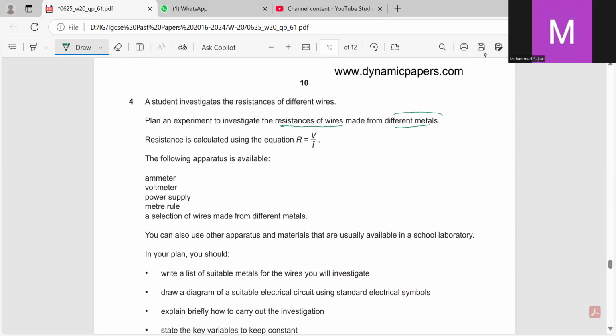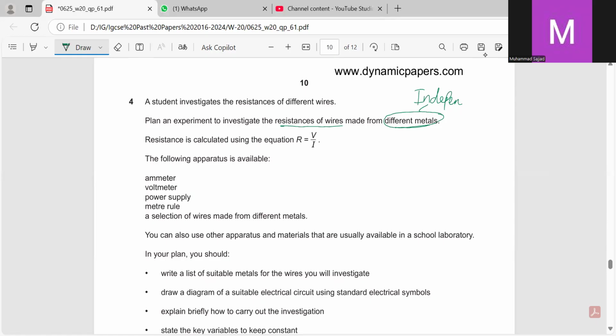Now these different metals, my dear friends, this is the independent variable. Very important to differentiate this first, in the beginning of question number 4 always, or this planning question in physics: which one variable or quantity is independent. The independent quantity is basically the quantity which is changed by the experimenter, either the student who is performing the experiment, or the teacher or supervisor or lab attendant who is performing the experiment in front of the students. He will be changing some variable, like in this experiment, wires made from different metals.